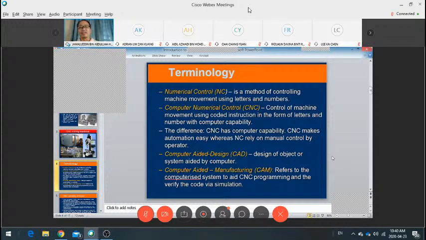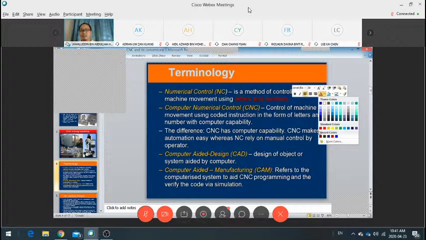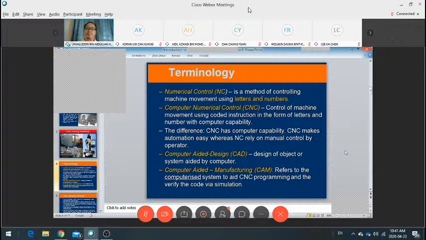Terminology, actually these are just very straightforward. NC, which I just mentioned, is numerical control. It is a method of controlling machine movement using letters and numbers. So remember these two words, letters and numbers. These are important because this will give you the idea how we are going to control the machine later on. You have to have numbers and letters. A combination of both will give you the movement.